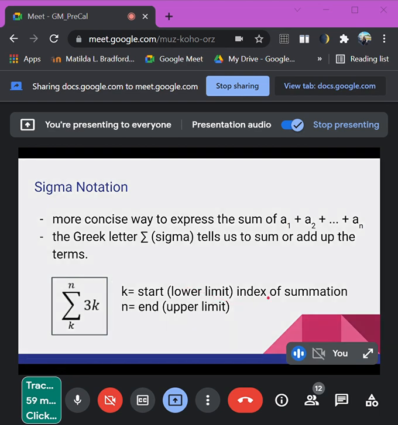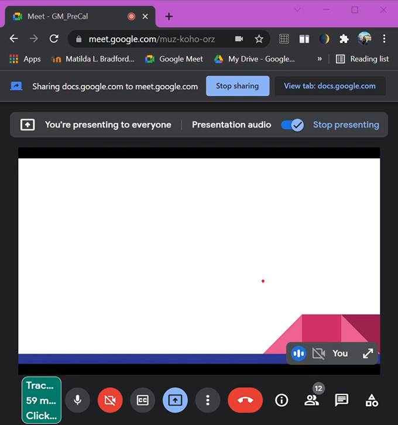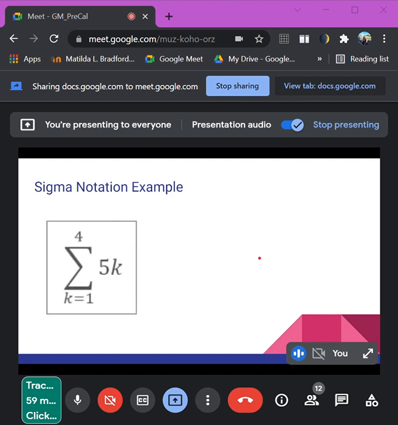Okay, so now let's have an example. We have here our sigma notation with 5k, and our lower limit is 1 and our upper limit is 4. So what we are going to do is use this formula. For the 5k there, the k you are going to substitute. As you can see, I have blanks or parentheses.